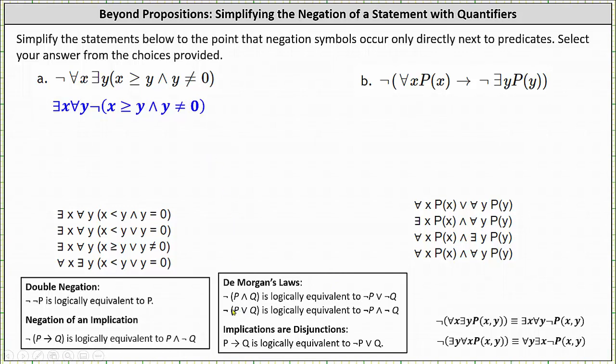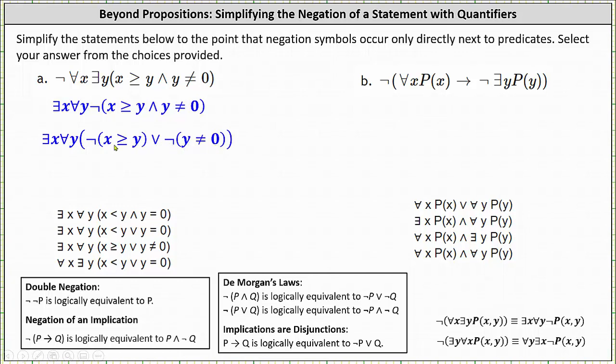Looking at the notes below, the negation of P and Q is logically equivalent to not P or not Q. Applying De Morgan's law gives us for every x, there exists a y such that the negation of x is greater than or equal to y or the negation of y doesn't equal 0.